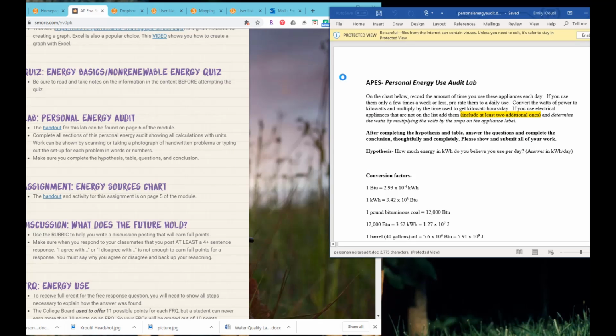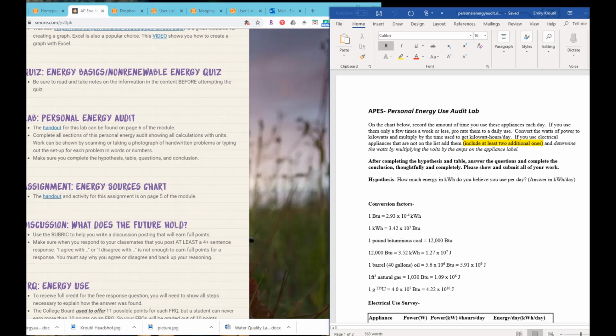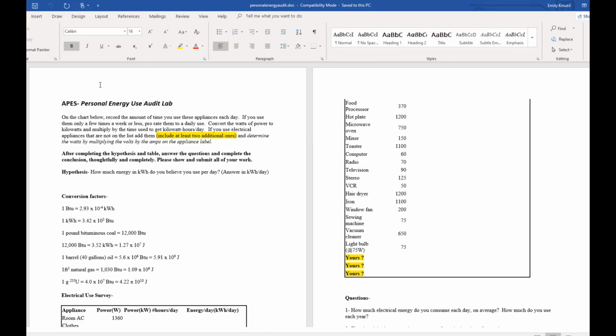So let's see what's going on in this lab. Let's make it large. On the chart below, record the amount of time you use these appliances each day. I'm going to highlight this in a different color so we know that that's the edits I made. If you use them only a few times a week or less, prorate them to daily use. Okay, so let's explain that part.